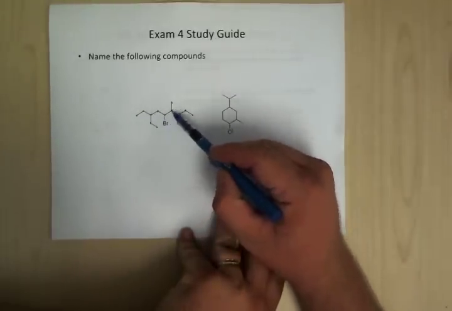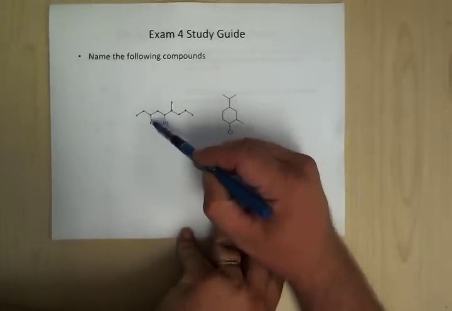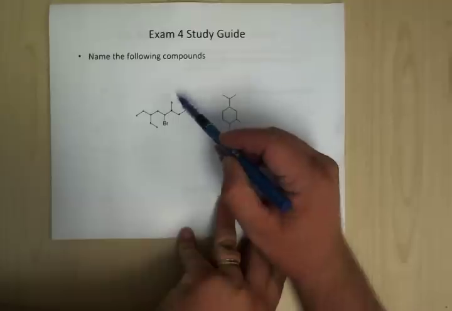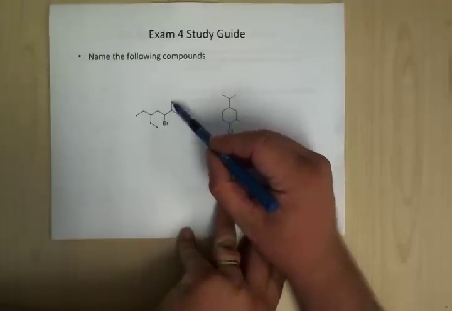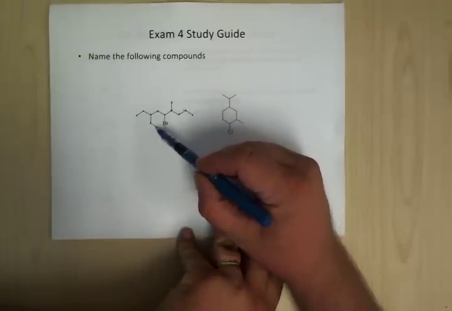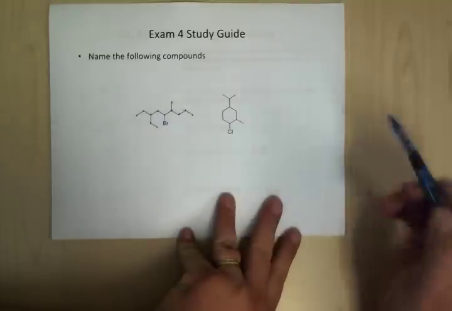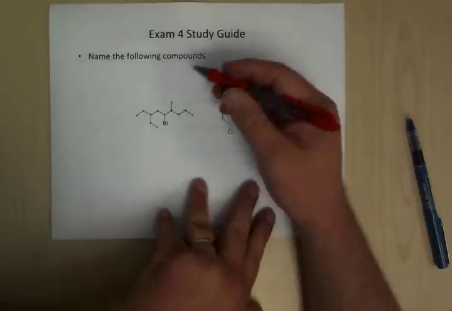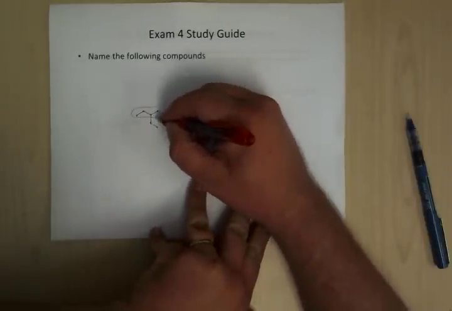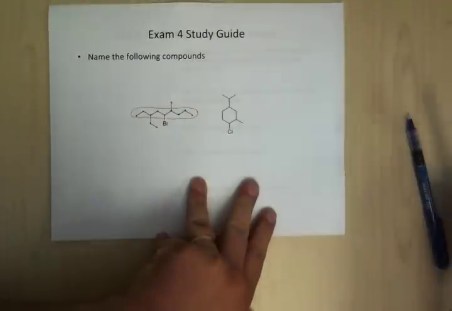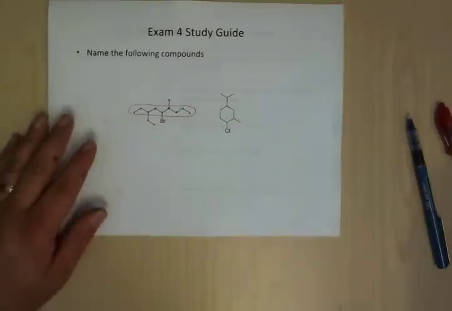1, 2, 3, 4, 5, 6, 7, 8, 9, right? Okay, so it looks like you've got two different chains that are 9. I'm going to pick the horizontal one, but it doesn't matter. It'll give the same results.